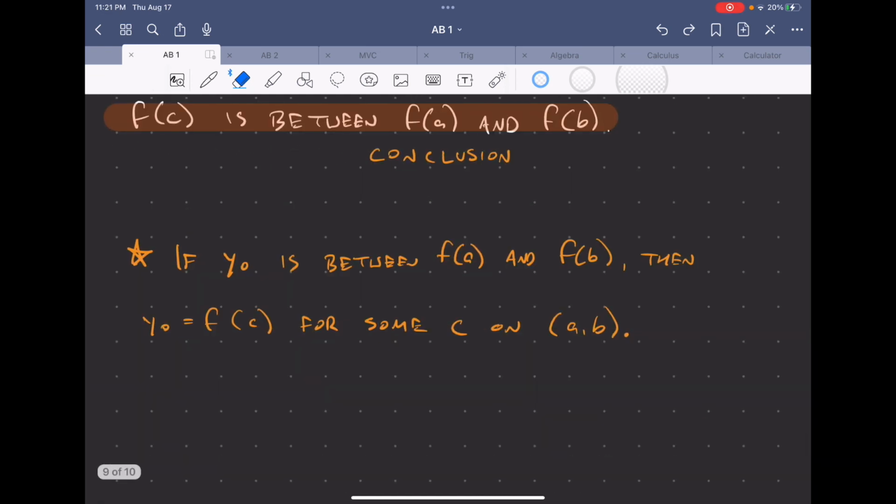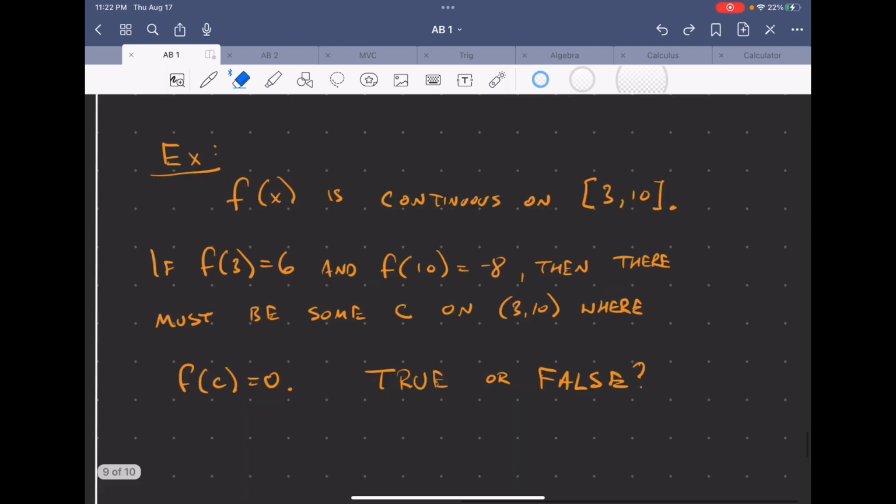In other words, if 0 is between f of a and f of b, then 0 equals f of c for some c on [a, b]. So here's an example. This is just a true-false question. Let's say that f of x is continuous on [3, 10], and assume that f of 3 is equal to 6, and f of 10 is equal to negative 8. Then there must be some c on [3, 10] where f of c is equal to 0. Is this true or is this false? So pause the video for a second and think about it.